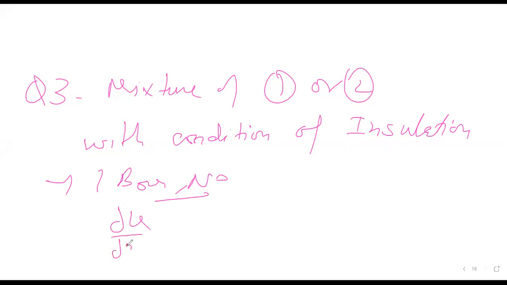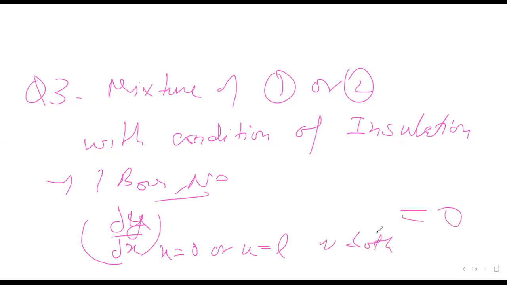So let's say del y by del x, del u by del x, at x equal to maybe 0 or x equal to L, or both will be given as 0, and it will not give you like this. It will only say that this end is insulated. That will be the only thing that it will say. Let's look at this question.